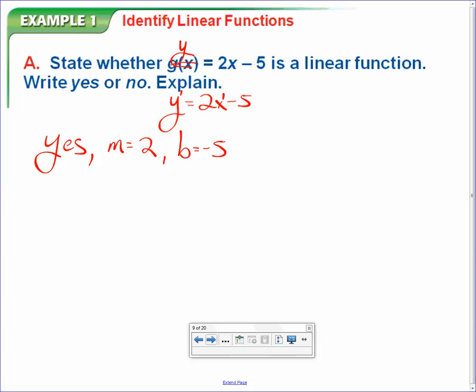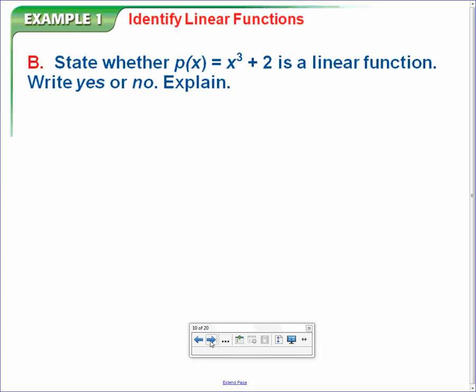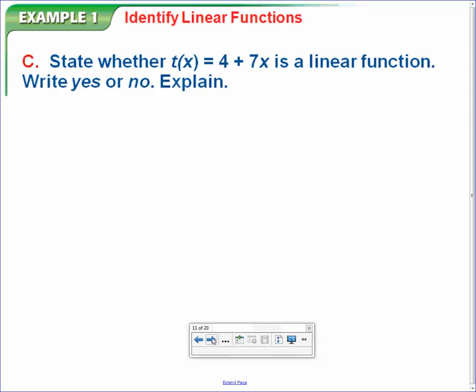All right? Okay, on this one, state whether p of x, or we could rewrite that as y equals x to the third plus 2, is a linear function. Why not? Third power. Third power on the x. Perfect. All right. Let's take a look at this one. Once again, instead of t of x, if it makes it easier on you.